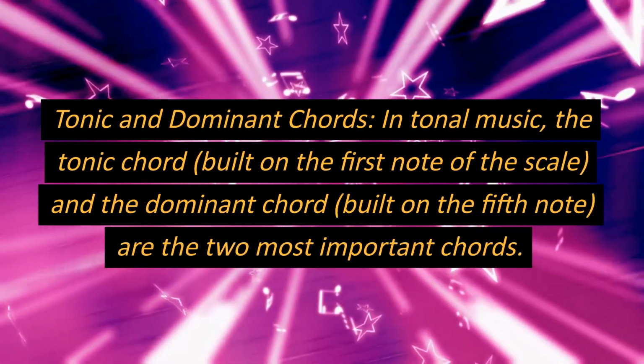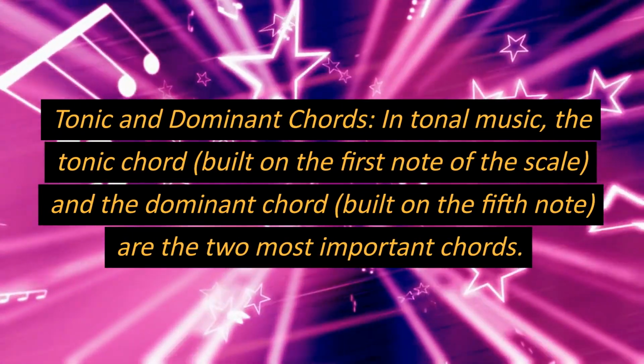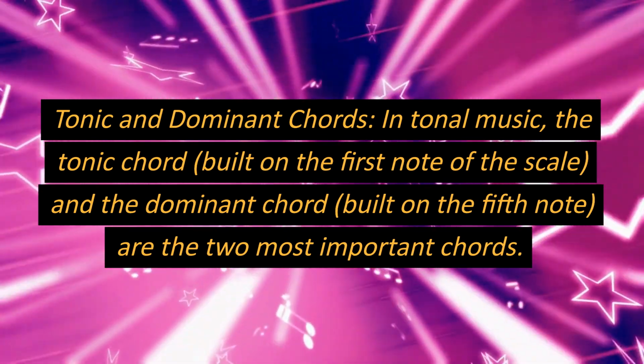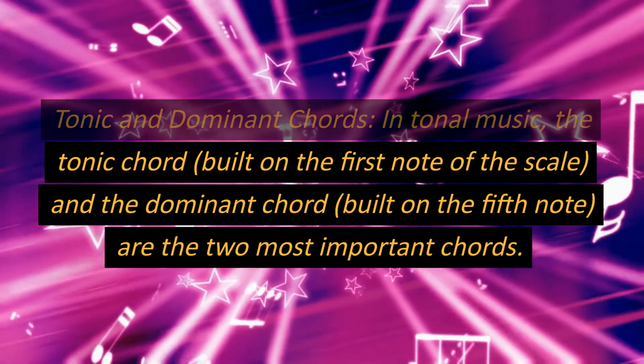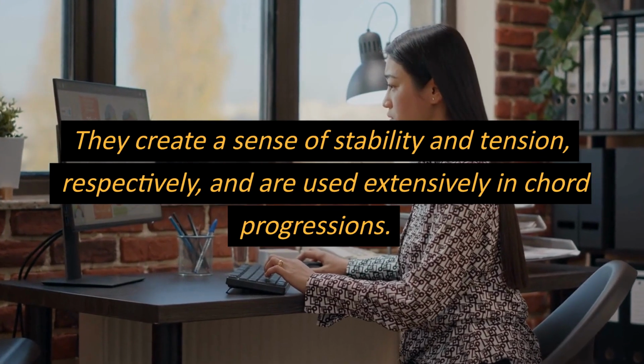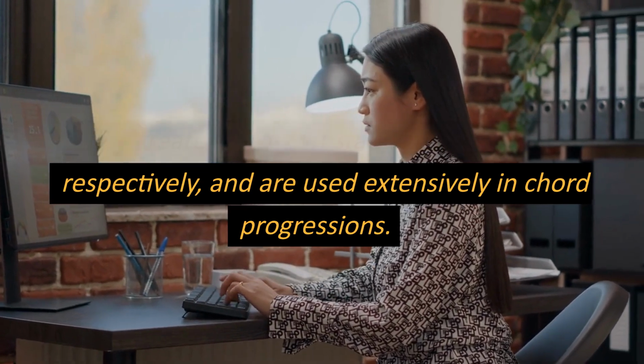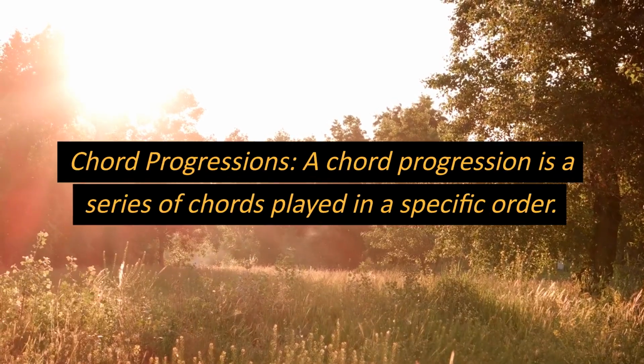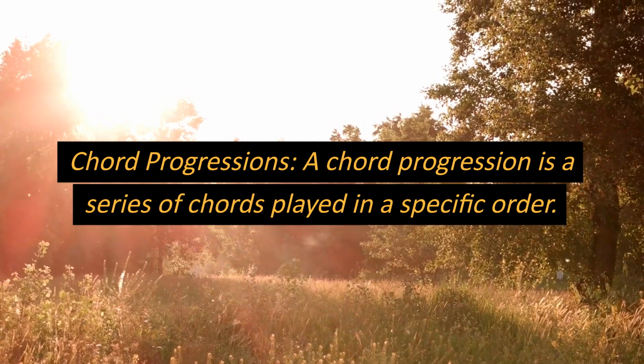Tonic and dominant chords. In tonal music, the tonic chord, built on the first note of the scale, and the dominant chord, built on the fifth note, are the two most important chords. They create a sense of stability and tension, respectively, and are used extensively in chord progressions. Chord progressions. A chord progression is a series of chords played in a specific order.